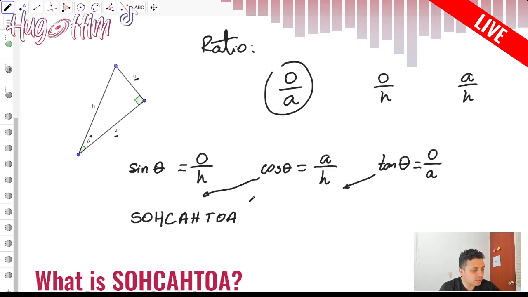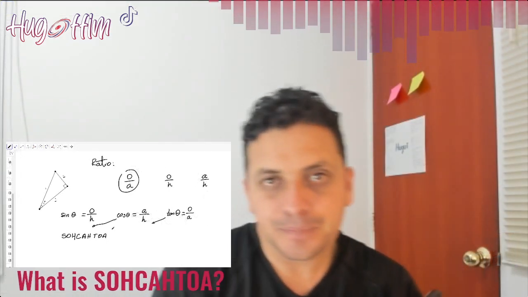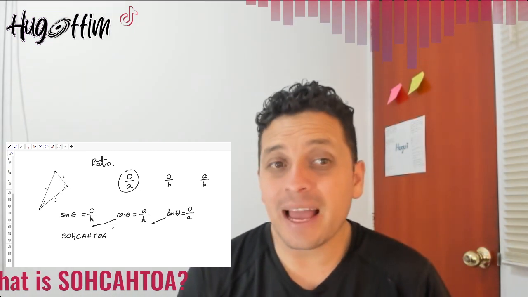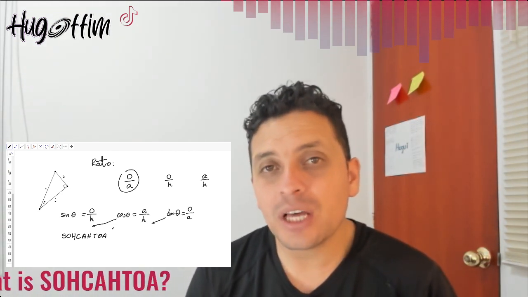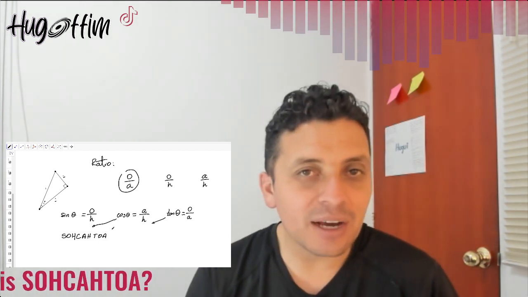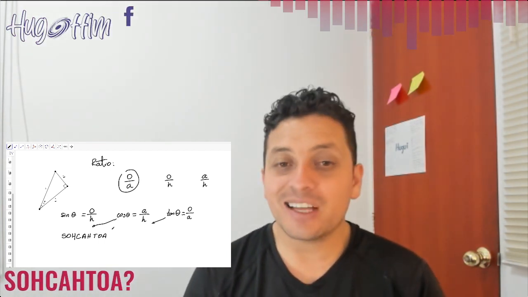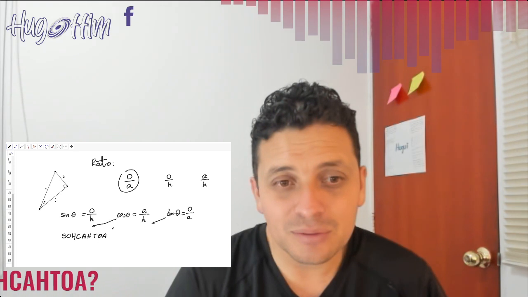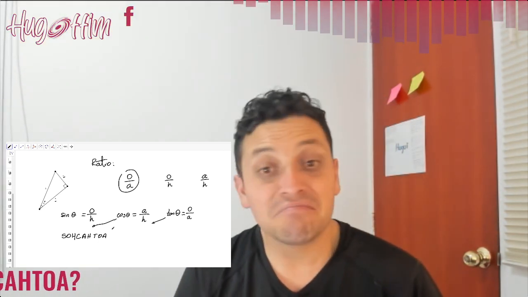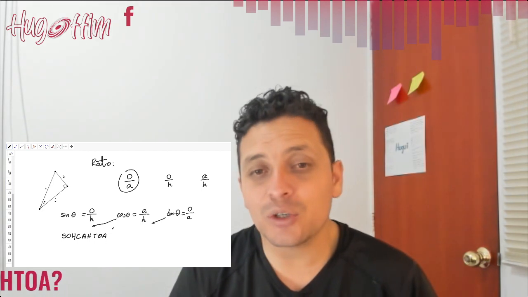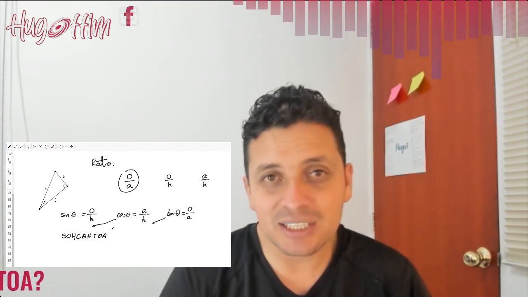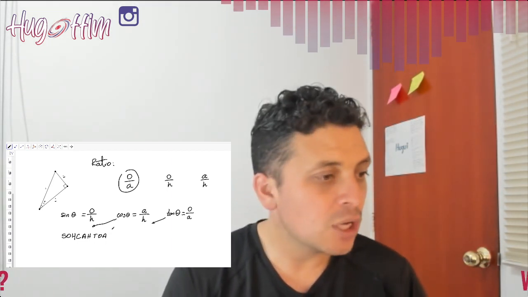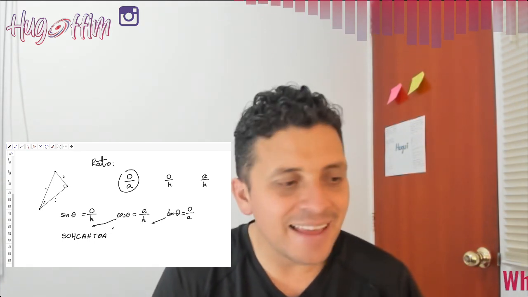Why is it going to help you to find out different values? Because if you notice, if I have the angle and I have one side, now I can find out the other side. If I have the opposite side and I have my angle, I can use cosine or tangent to determine the adjacent or the hypotenuse. If I have the hypotenuse and I want to find the adjacent side, I can use cosine to determine the adjacent side.